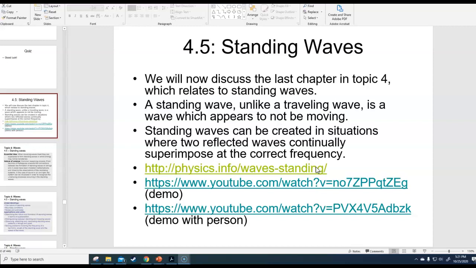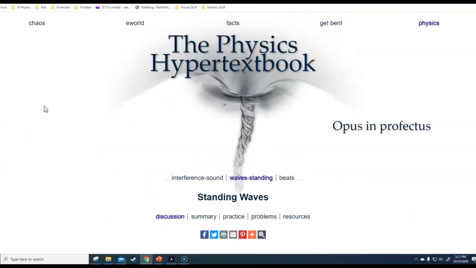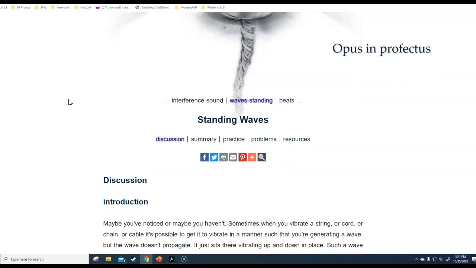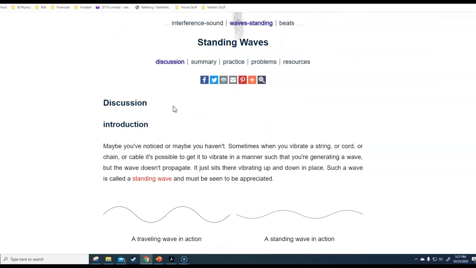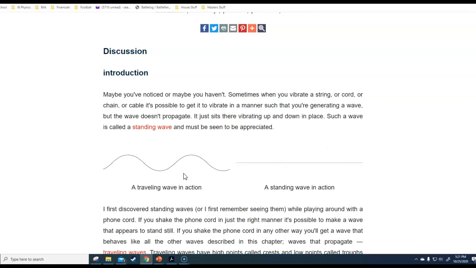Okay, and so I am going to link a site in here, and actually, let me show you what this looks like. This is a page from the physics hypertext book, and you're welcome to read this whole page because it's all stuff you probably need to know about. But really, I just want you to see this image right here. On the left side, we have what's called a traveling wave, which is exactly what it sounds like. A standing wave is a wave which appears to not be moving. And so this would be an animation of a standing wave.